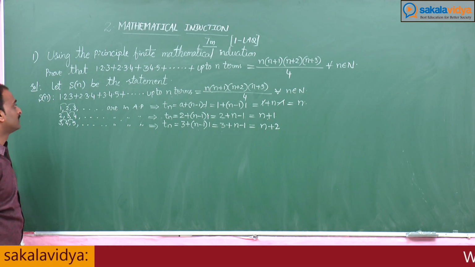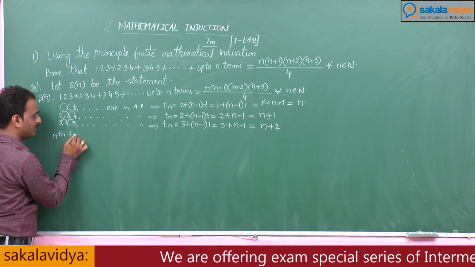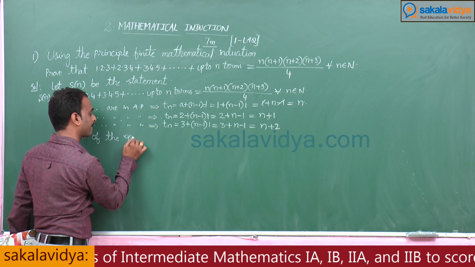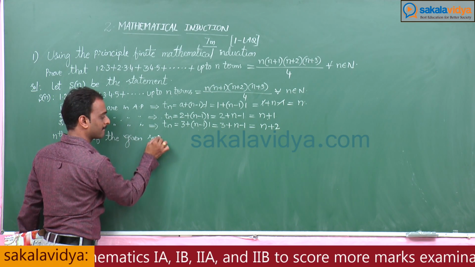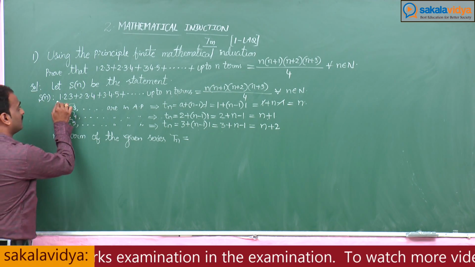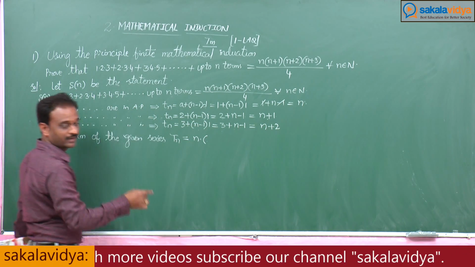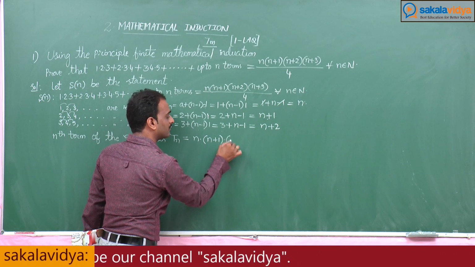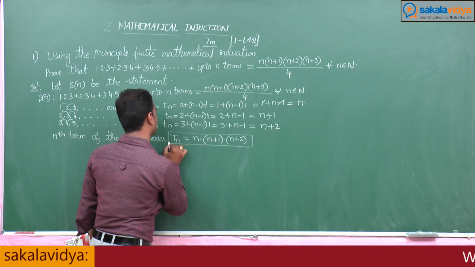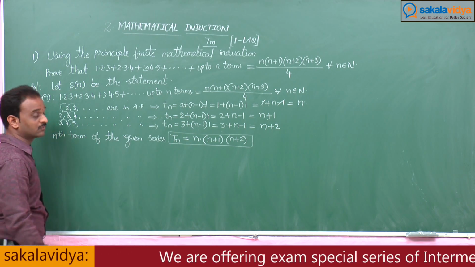Now the nth term of the given series, Tn is equal to: first series nth term n, into second series nth term n plus 1, into n plus 2. Nth term of the given series is n into (n plus 1) into (n plus 2).